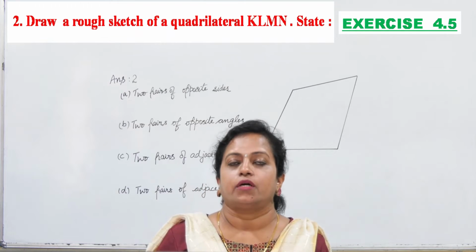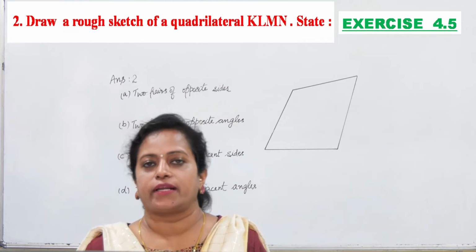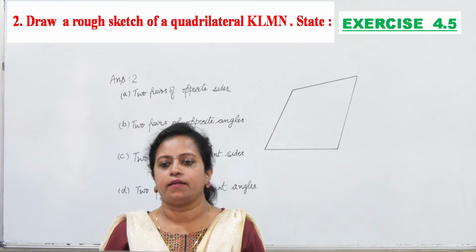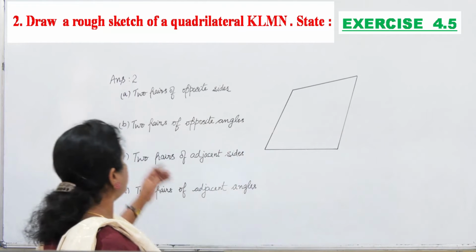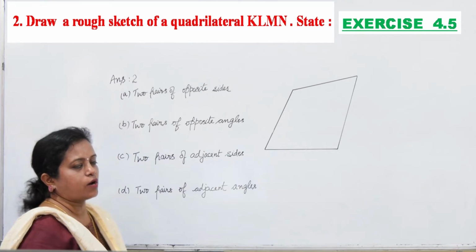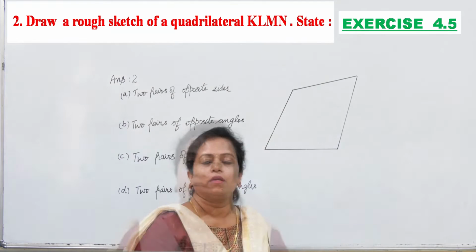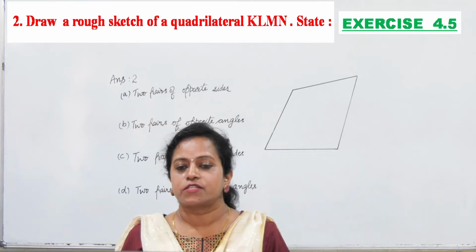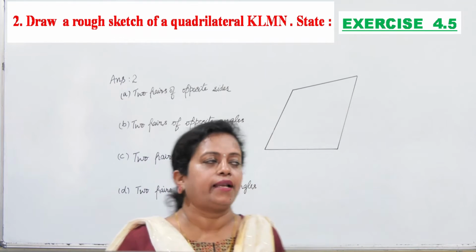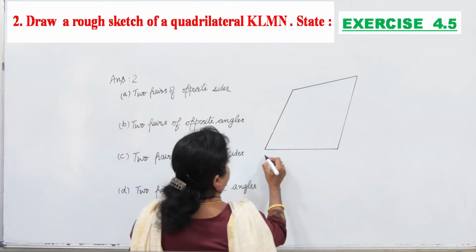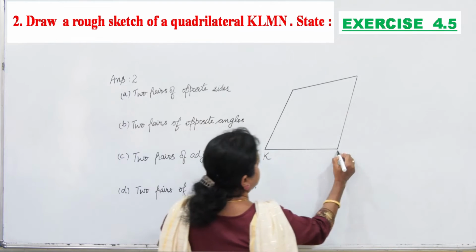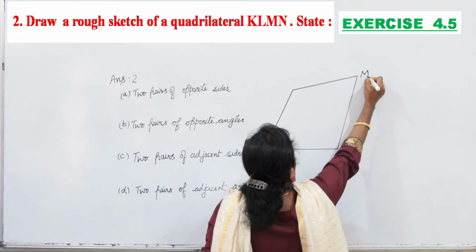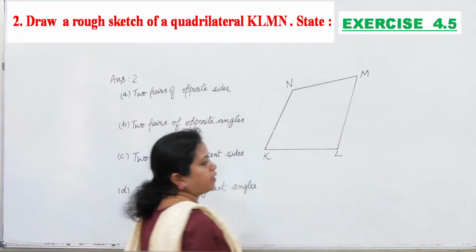Question number 2. Draw a rough sketch of a quadrilateral KLMN and state. And 4 questions have been given. You have to answer them based on the quadrilateral. First part of the question is draw a rough sketch of the quadrilateral KLMN. So this is a quadrilateral I have made. I will name the corners as KLMN. So this is the quadrilateral.